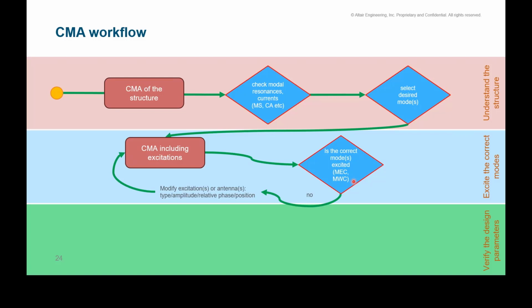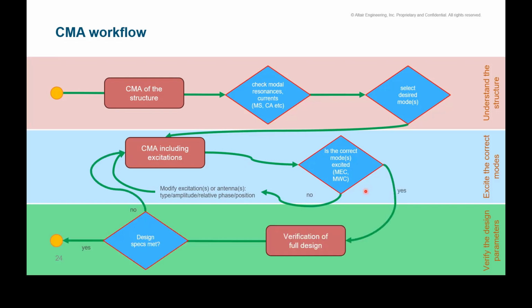If you don't get what you want, go back and adjust the excitation till you get the modes you want excited in the structure. Once you excite the right modes, you verify the design and go back to the specifications, validation, and so on and so forth. So that's having the insight and being able to excite it properly, and then you should be able to do the design with the knowledge of the physics of the structure rather than blindly doing the design.